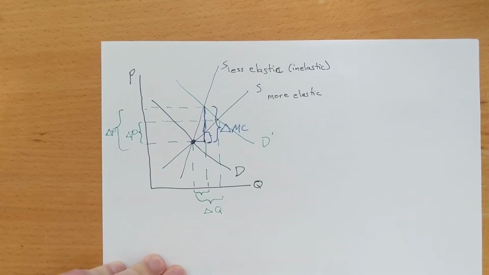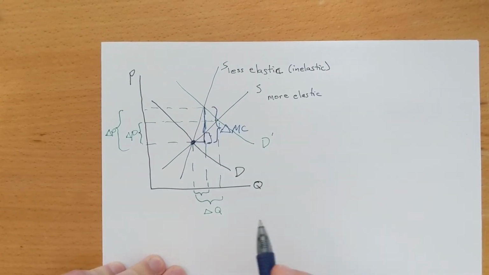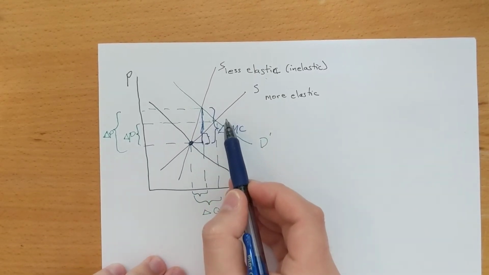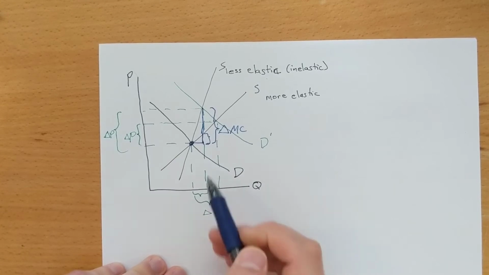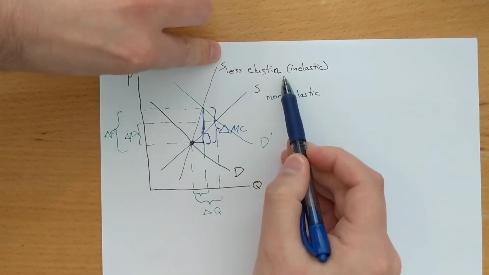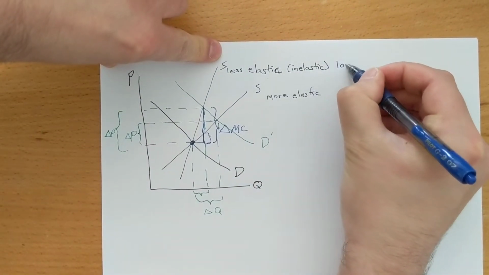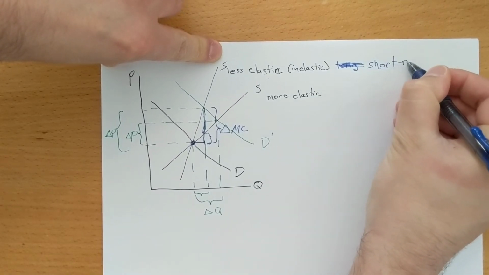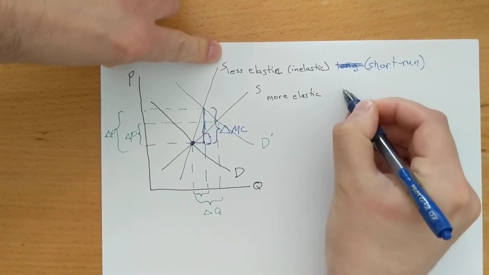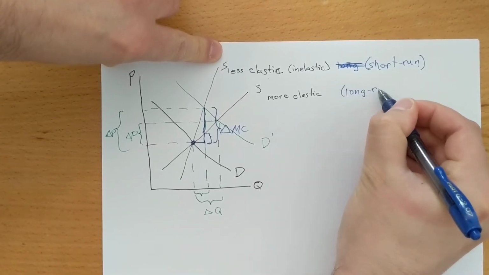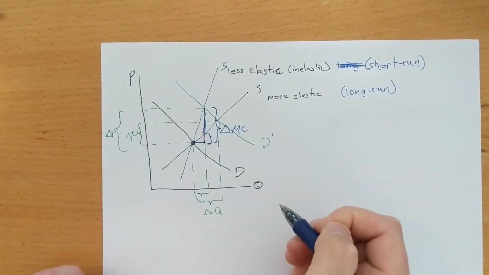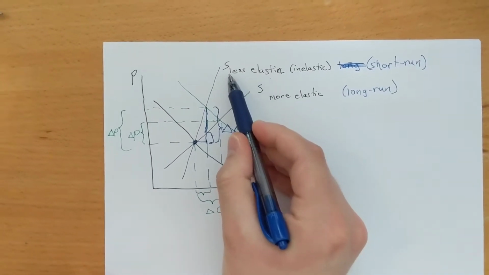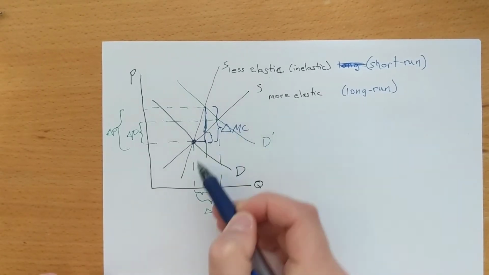The other thing is about the time period over which we have to expand production. It's cheaper to expand production over a longer period of time than over a shorter period of time. So this would be like a short run elasticity, and this could be a long run supply curve or elasticity of the supply curve. Over a short period of time, it's very expensive to expand production.